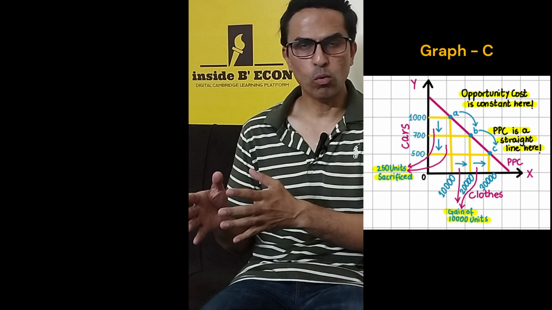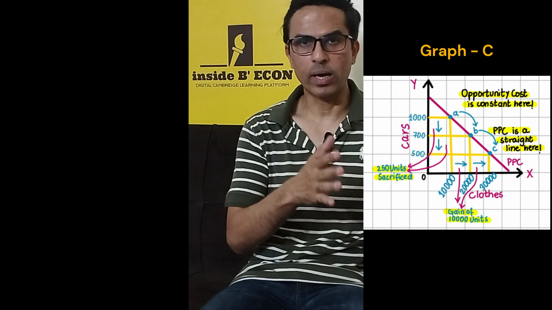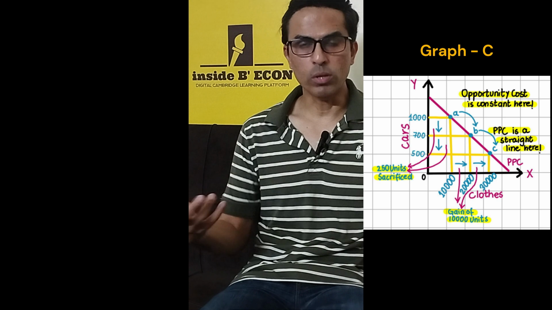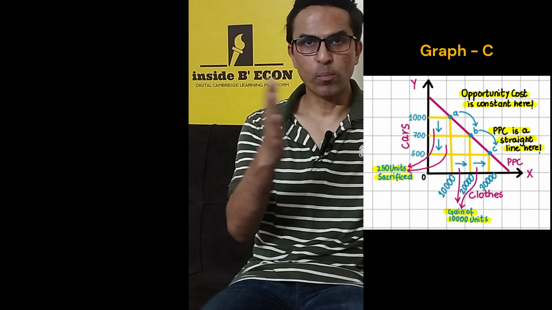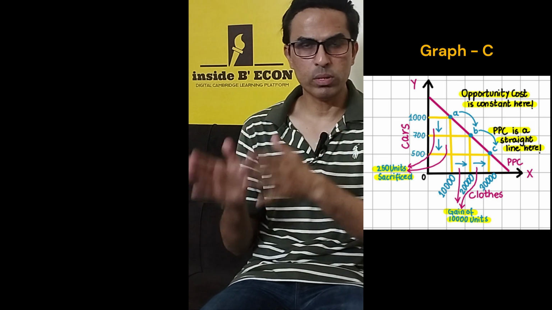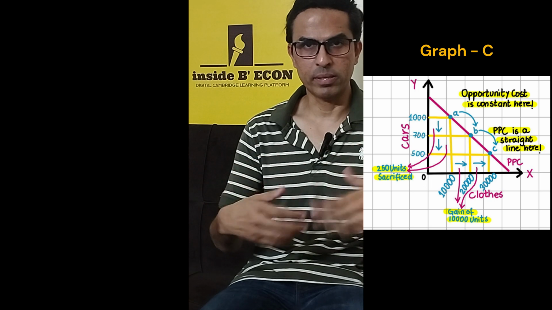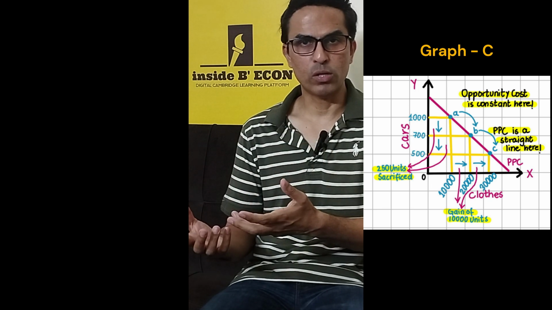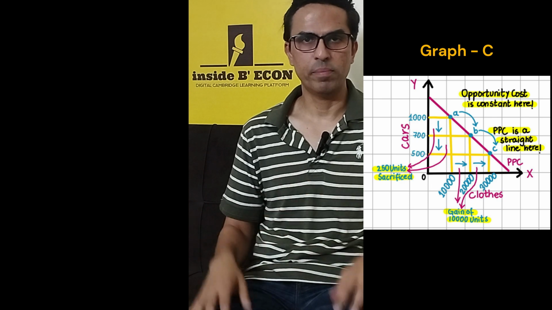When we look at the diagram precisely, we get to know that for every additional 10,000 units of clothes, 250 units of cars are being sacrificed. So the opportunity cost is constant. Either you move from point A to B or B to C, the opportunity cost remains the same, that is 250, to get the same additional units of clothes, that is 10,000.